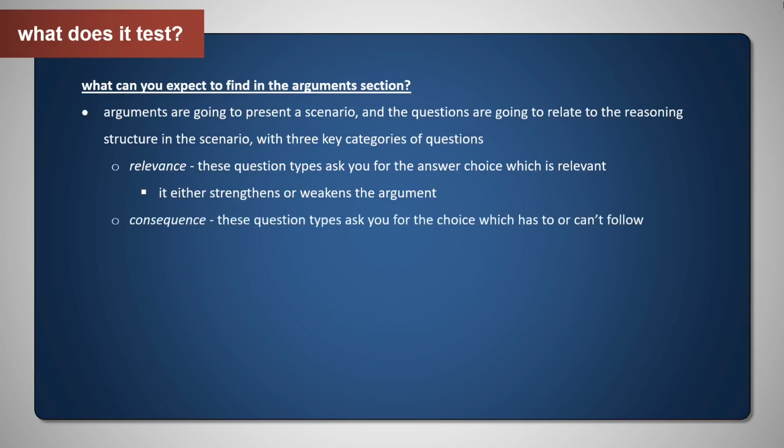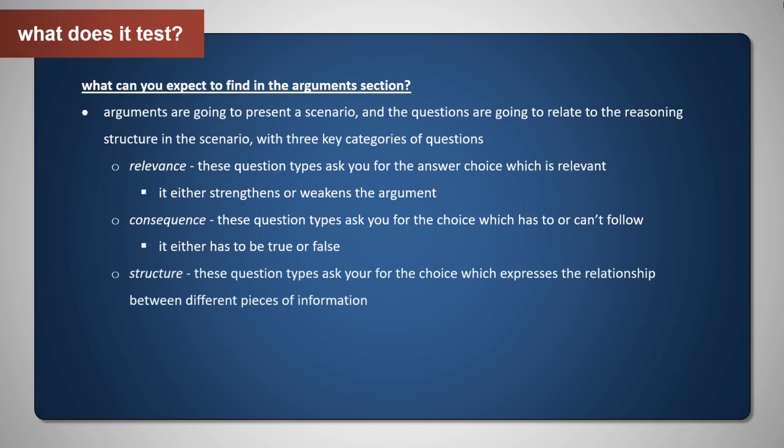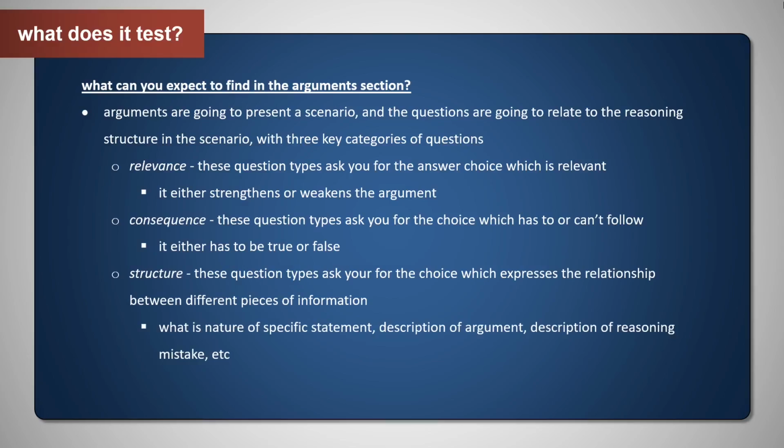Then there's consequence. These question types ask you for the choice which has to or cannot follow. So this deals with truth. It either has to be true or false. Questions dealing with consequence test your ability to understand logical consequence, logical implication in terms of truth and falsity. And then finally, there's structure. These question types ask you for the choice which expresses the relationship between the different pieces of information. So what is the nature of a specific statement, the description of an argument, the description of reasoning mistakes, etc. These are the 3 major categories that cover the logical reasoning elements for these questions.